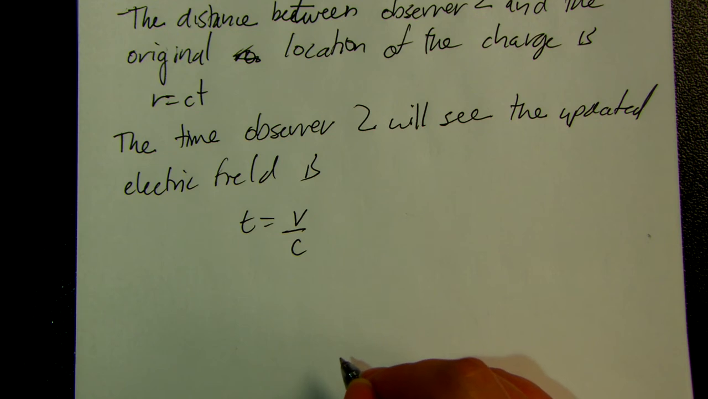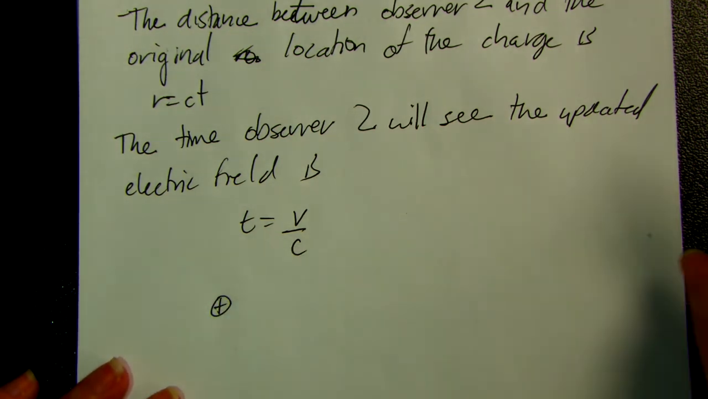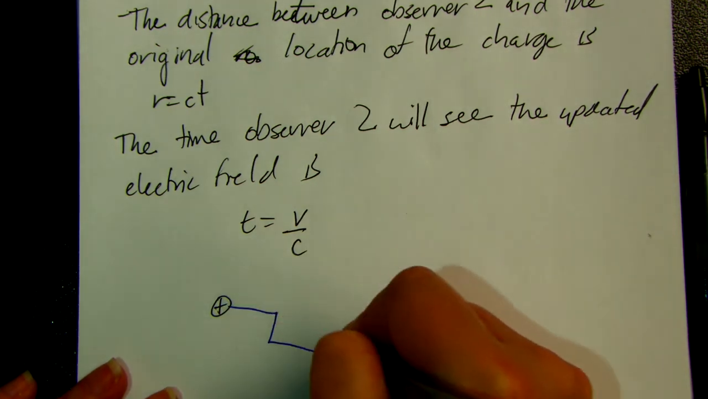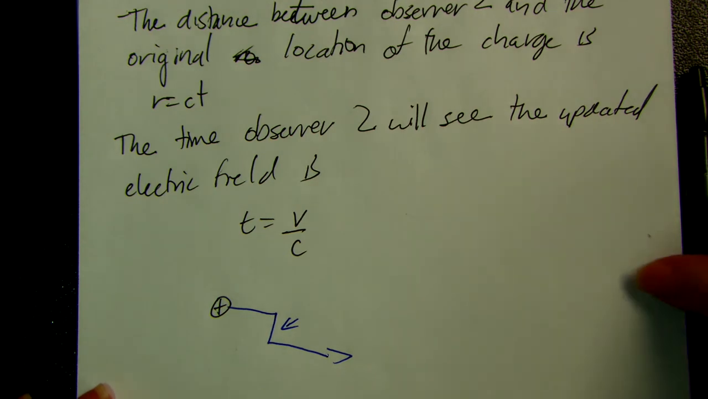So this looks like pulses we've analyzed earlier. So essentially, we're looking for when this reaches observer 2. That's the pulse right there.